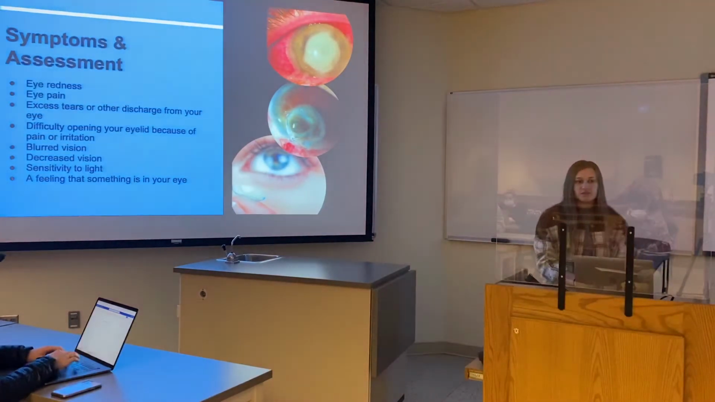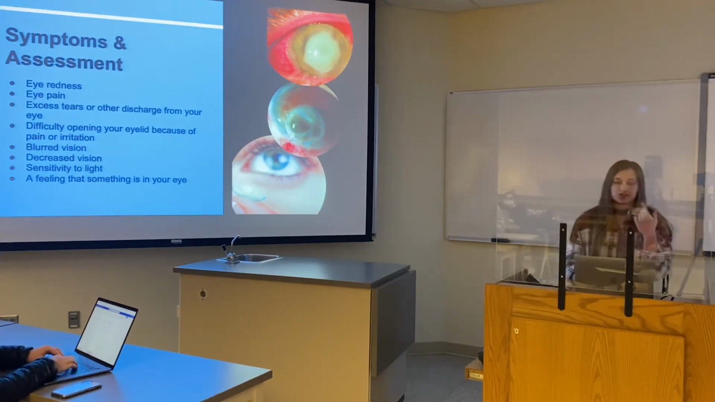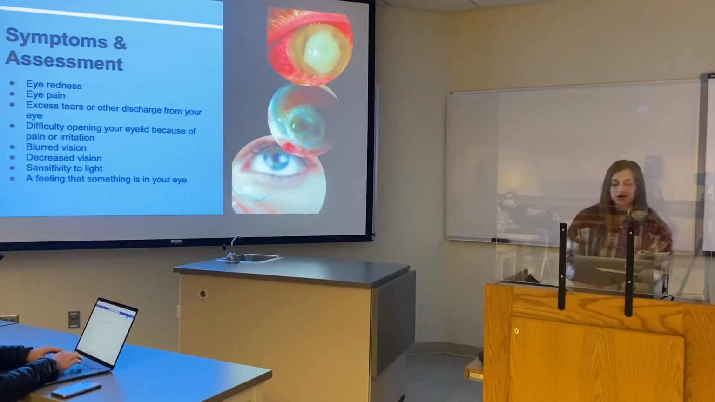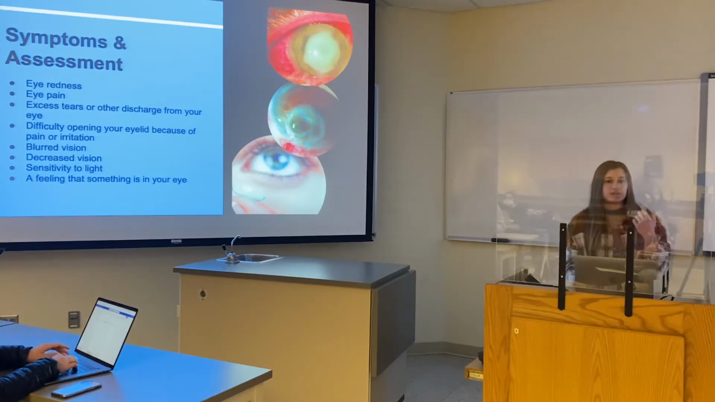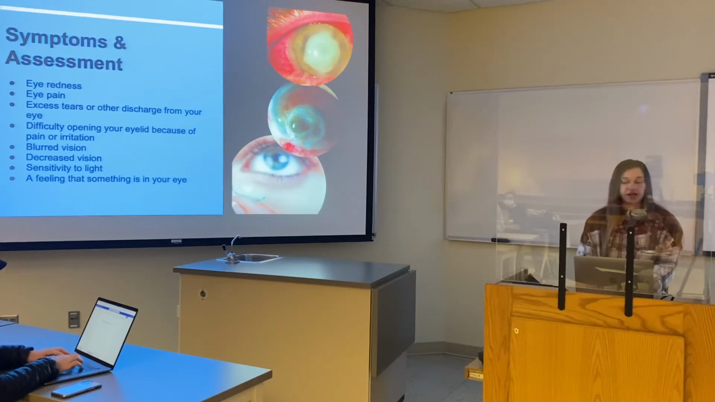Some symptoms that you may be experiencing if you have keratitis could be eye redness or pain, extra amounts of tears or discharge coming from your eye, having a harder time opening your eye because of pain, having blurry or decreased vision, and sensitivity to light or feeling like there's something in your eye. To assess this, the doctor will probably just look at your eye using a pen light, and this will help him check your pupil's reaction and look for irregularities of your cornea.